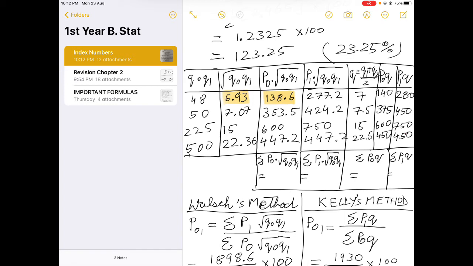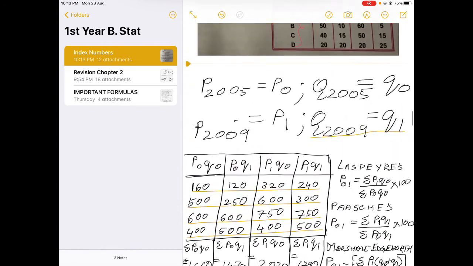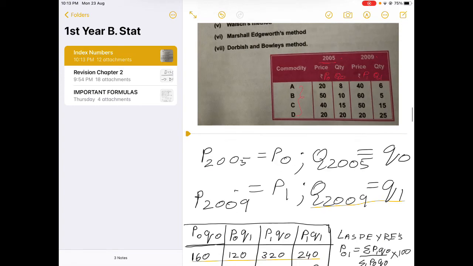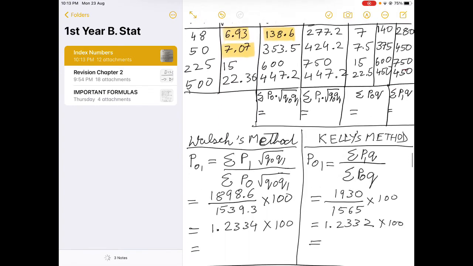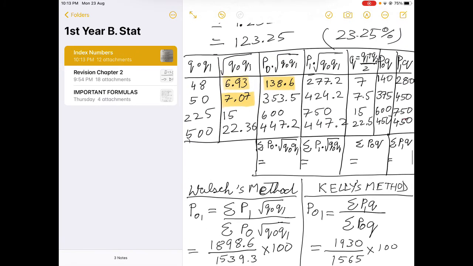Prices of 2005 with the geometric mean of the quantities for good B over the 2 years gives me 7.07 into, let's see what is the prices here, 7.07 into the prices of B was 50. So where the other methods were including both prices, here we are taking only one price, but we are taking both the quantities here. So quantities are more important in Wald's method. So similarly, we have calculated multiples of all the prices with the geometric mean of the two quantities and multiplied.